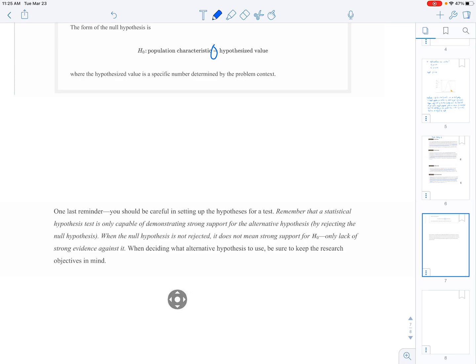All right, so we're going to flesh this out with more sections as we do some examples on hypothesis testing.